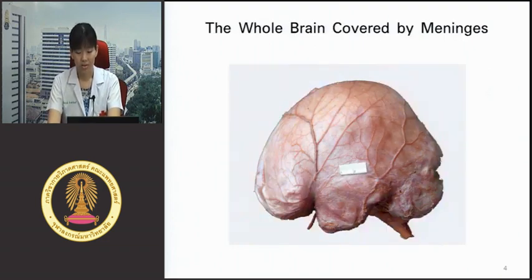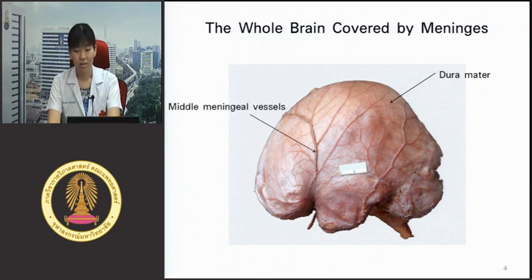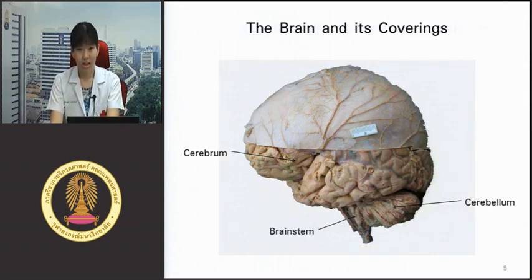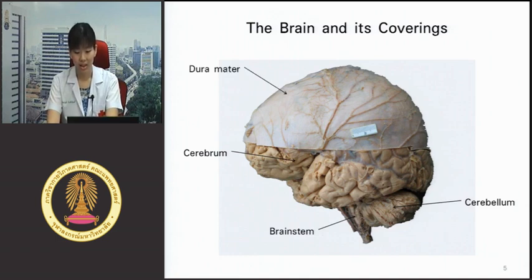The whole brain is covered by the meninges. The outermost layer is the dura mater. Note also its major blood supply from the middle meningeal vessels. The outermost layer of the meninges is a tough fibrous membrane called the dura mater. The intermediate layer is a thin transparent sheet called the arachnoid membrane. The innermost layer is a very thin membrane adhered to the outer surface of the brain called the pia mater.